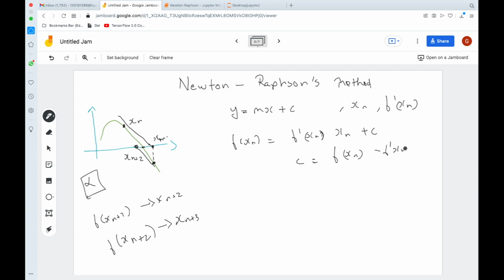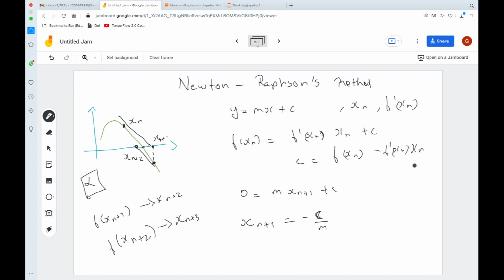minus f dash x n into x n. What we need to find out is x n plus 1. So x n plus 1 happens when y is 0. So x n plus 1 is nothing but, yeah, 0 is equal to m x n plus 1 plus c. So x n plus 1 is nothing but minus c by m.